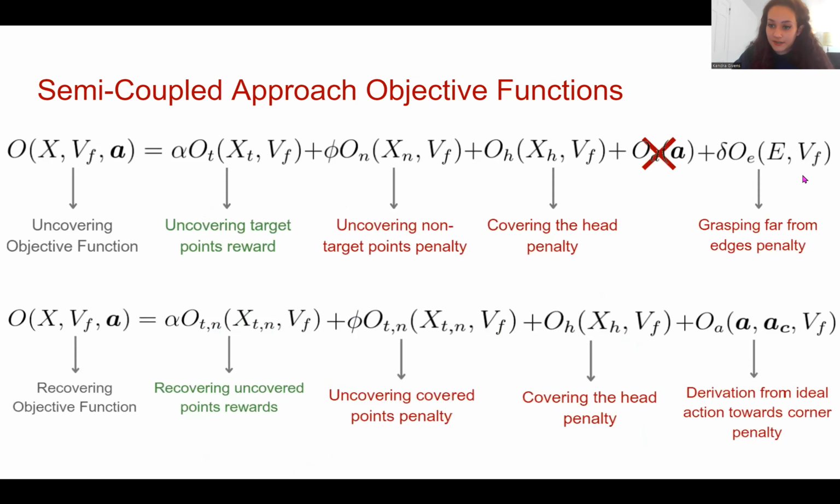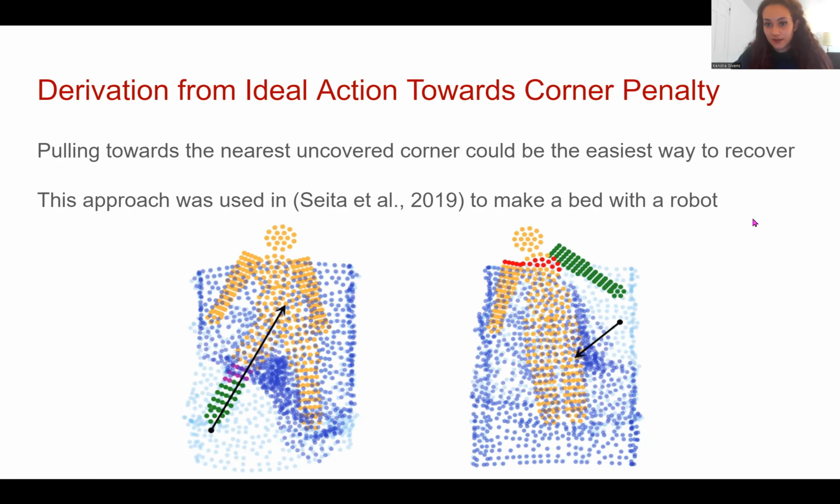So that's why you need to have this penalty that penalizes it from grasping in the middle of the cloth. So it's a joint problem.